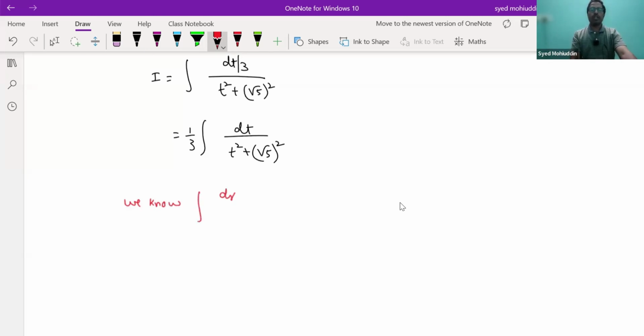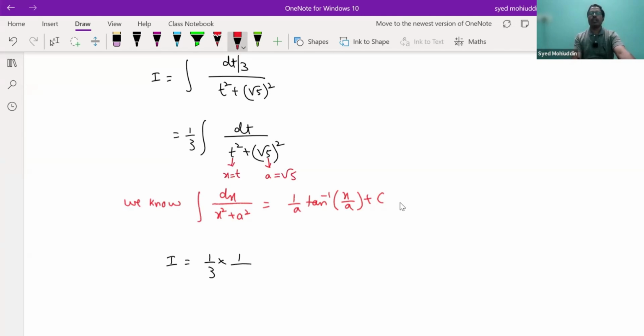It is the integral of dx by x square plus a square. The first formula: 1 by a tan inverse of x by a plus the constant c. So let us use this one. I is equal to 1 by 3. Now what is the integral value? 1 by a. What is a in this case? This will be acting as your a. A will be root 5, and over here the x value will be nothing but t. So if I plug in here, 1 by a value is root 5, into tan inverse of x, where the x value is t, by the a value root 5, plus the constant c.